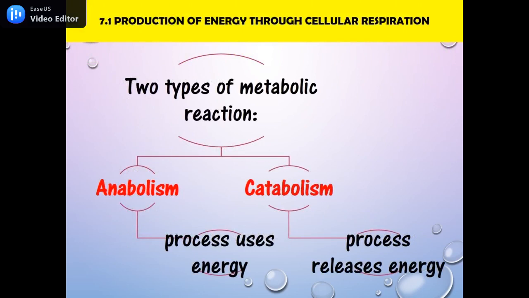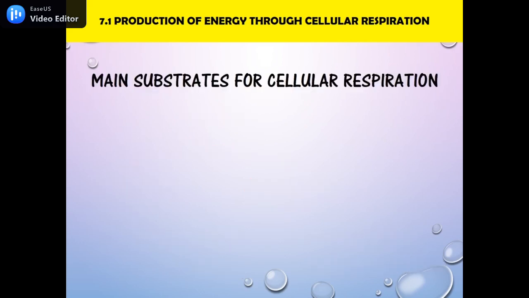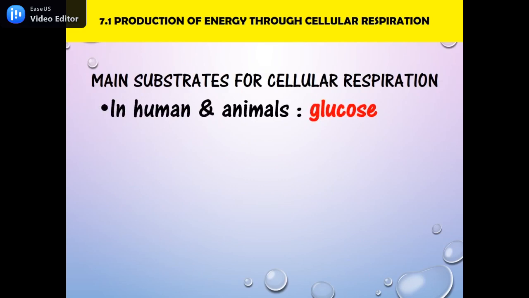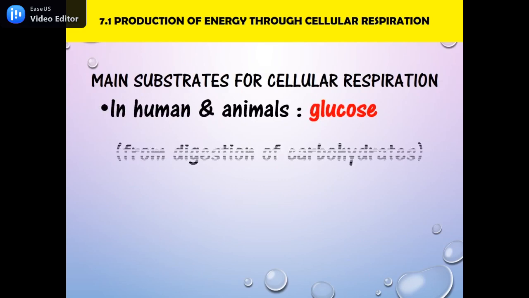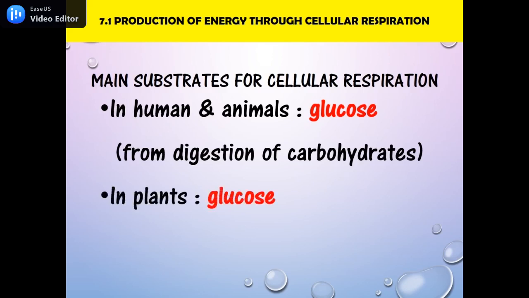7.1 Production of energy through cellular respiration. Two types of metabolic reaction. Anabolism means process that uses energy. Catabolism means process that releases energy. The main substrate for cellular energy in humans and animals is glucose from digestion of carbohydrate. In plants, glucose comes from photosynthesis.